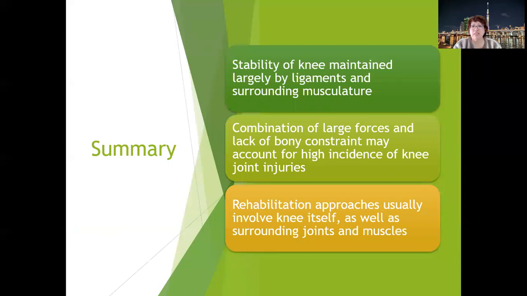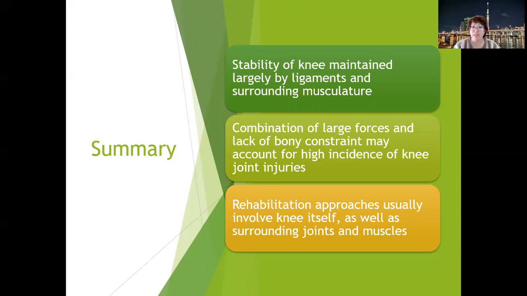So the stability of the knee is maintained largely by ligaments and connective tissue and the surrounding muscles. The combination of large forces that go through the knee, compressive forces and shear forces, and lack of bony constraint may be the reason that we have such a high incidence of knee injuries and the way we use our knees.